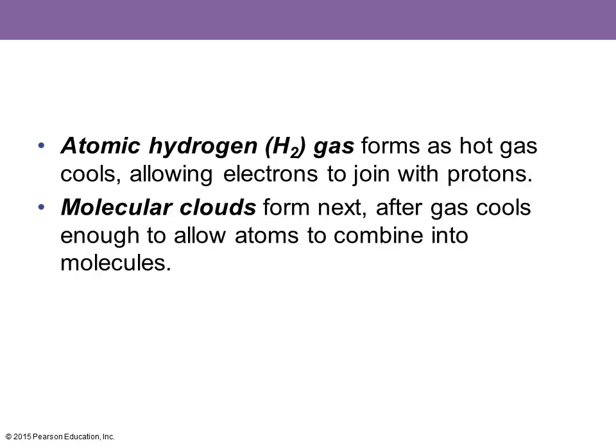So we have atomic hydrogen forming as hot gas cools, allowing electrons to join with protons, and then molecular clouds form next, after gas cools enough to allow atoms to combine into molecules. So the governing process here is temperature, the amount of heat the gases have. Start with atomic hydrogen, which is very, very hot at the time, and then as the gas cools, we get molecular clouds, molecular hydrogen, for example.